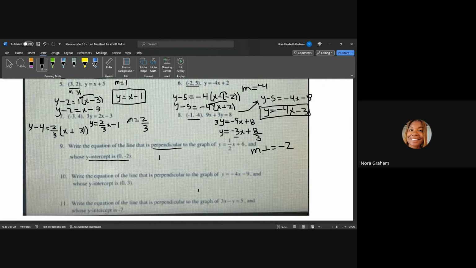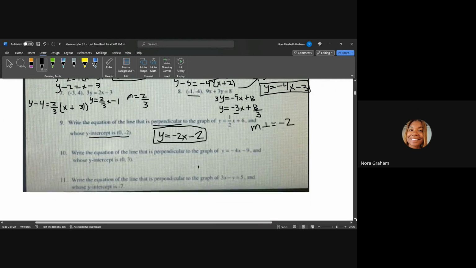And then they give us our y-intercept. Remember, I can only plug in my b if it's a y-intercept. If not, I'm going to have to use the y minus y sub 1 equals m times x minus x sub 1 formula. So I do y equals negative 2x minus 2, right? And that is a line that is perpendicular to the line that they gave us. So let's go on to the next one.